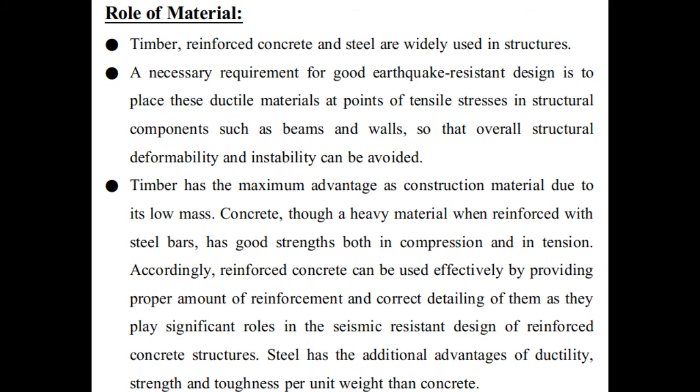Next is the timber. Timber has the maximum advantage as a construction material. Why? Because of its low mass. Then what is concrete? Concrete is a heavy material, but when it is reinforced with steel bar, and steel is a ductile material, we get RCC, reinforced concrete structure, correct? So it has good strength both in compression and in tension. How? Because steel is good in tension, correct?